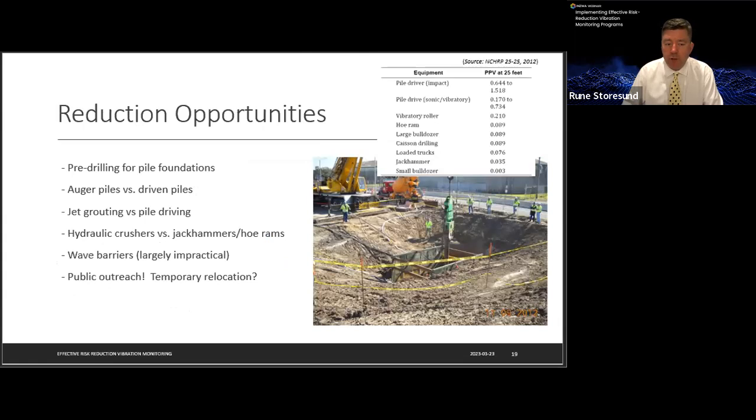Now, there may be opportunities for the project to reduce or totally eliminate substantial ground vibrations. Installing driven pile foundations with use of pre-drilling may be a viable option depending on your subsurface conditions. Perhaps you can achieve ground improvement with jet grouting techniques instead of conventional pile driving. You might be able to use a hydraulic crusher instead of jackhammers and hoe rams. And there have even been instances where projects have relocated adjacent residents so they wouldn't be exposed to the sensations associated with the anticipated construction-induced ground vibrations.